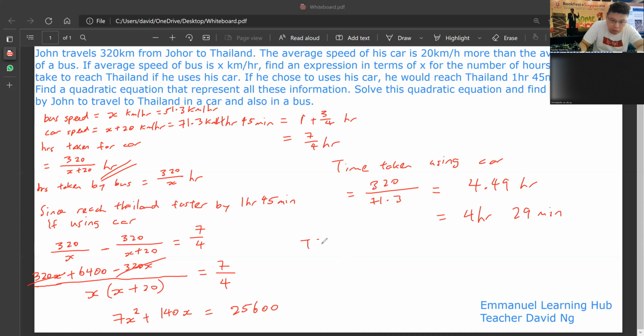So time taken, if I use bus, right, 51.3. 6.23 hours. 6 hours, 14 minutes.